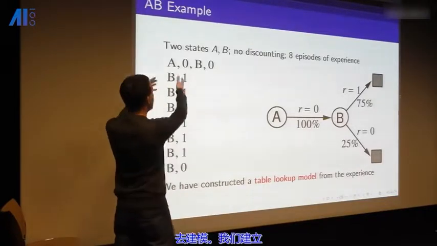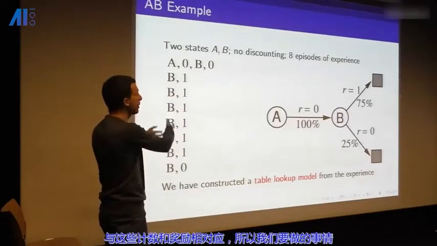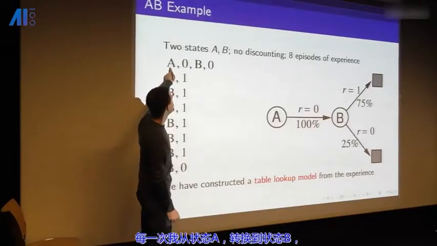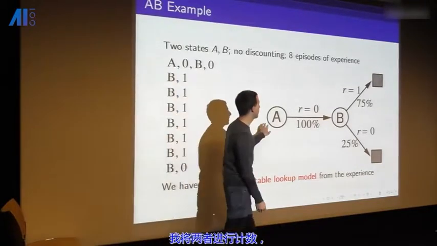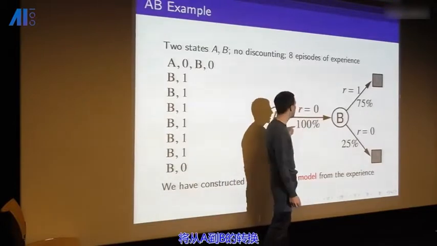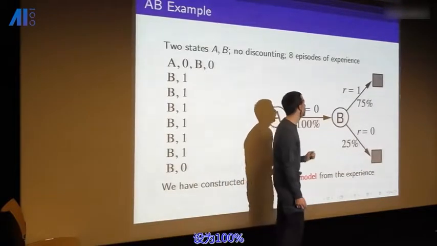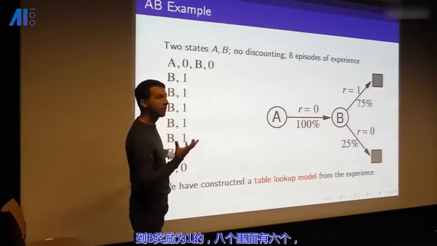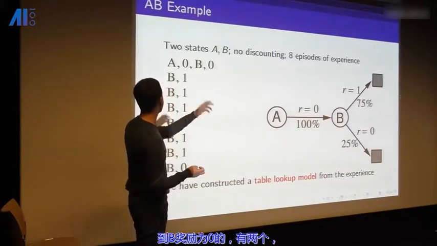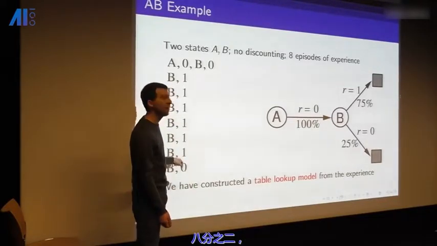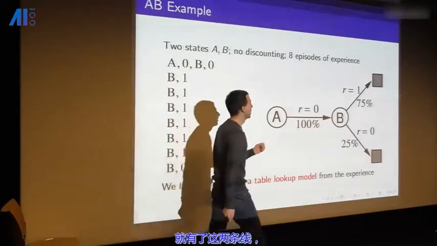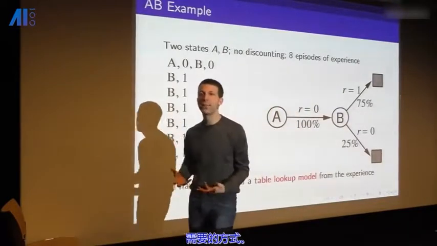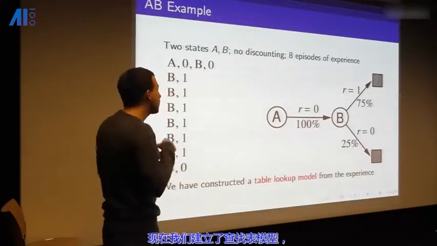So we're going to build the table lookup model that corresponds to these counts and these rewards that we've seen. All we need to do is count and say, well, every time I was in A, I transitioned to B. So I can make this transition here to say 100% of the time I transition from A to B. And I can count that from B, on 6 out of 8 of my occasions, I transitioned to the terminal state with a reward of 1. And on 2 out of 8 occasions, I transitioned to the terminal state with a reward of 0. That gives me these two arcs here. So it's just counting. That's all that's required to make a table lookup model.